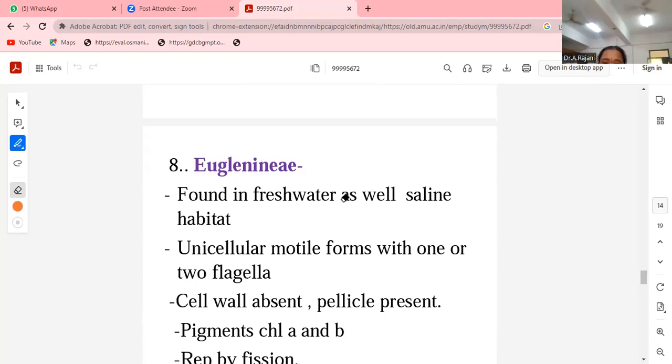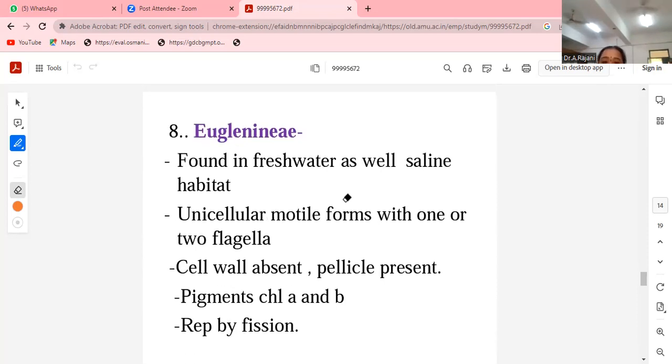Coming to the eighth order, Euglenales, or Euglenaceae. This is the pure green algae. Euglena is a pure green algae. You can observe that they occur only in fresh water. The pigments are called chromatophores, many and pure green, usually with chlorophylls also present.